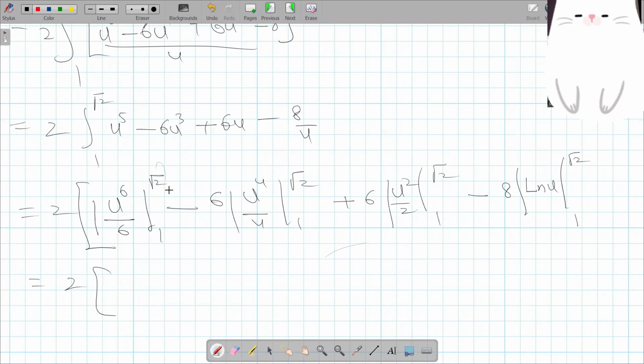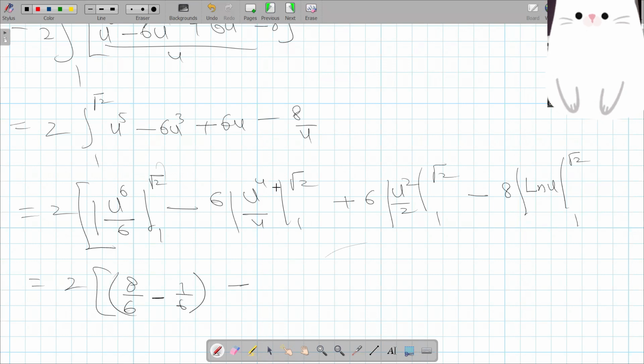So what if we put square root 2? What is square root 2 power 6? It will be 2 power 3, which is 8. So it is 8 over 6 minus, when we put 1, we will get 1 over 6.